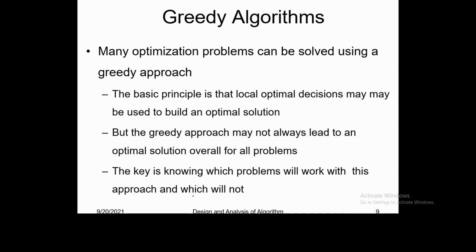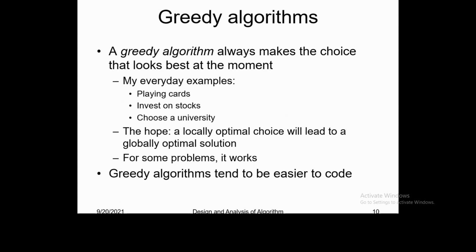So the key is knowing which problem will work with this approach and which will not. So it is not possible that we find an optimal solution using this greedy approach for all the problems. Okay. So a greedy algorithm always makes the choice that looks best at that particular moment, and after selecting that choice, we simply move forward.